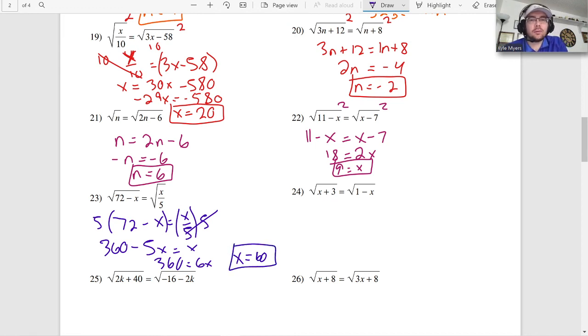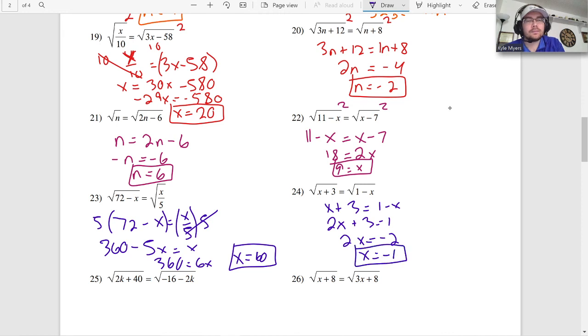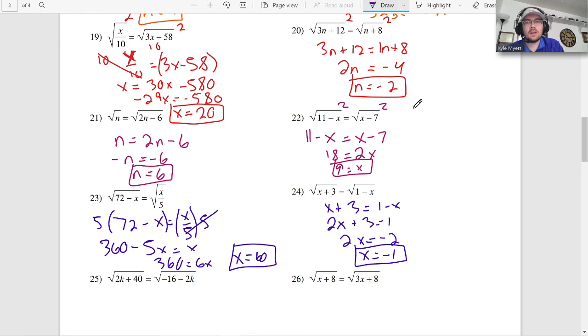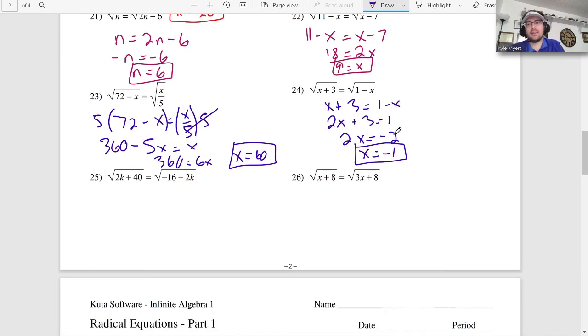All right, 24. x plus 3 equals 1 minus x. Add x to both sides and I get 2x. Subtract 3 on both sides and I get -2. Divide both sides by 2 and I get -1. Okay, and I believe these are the last ones. They are. Okay, so again, this is nothing new. These are just the last two, so they got some more stuff going on, but no big deal.